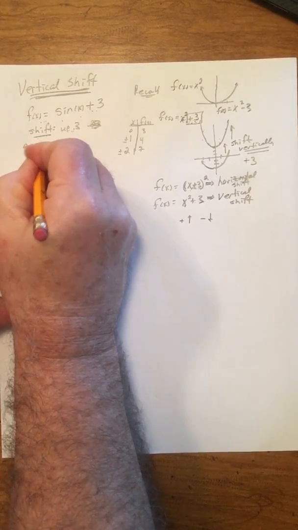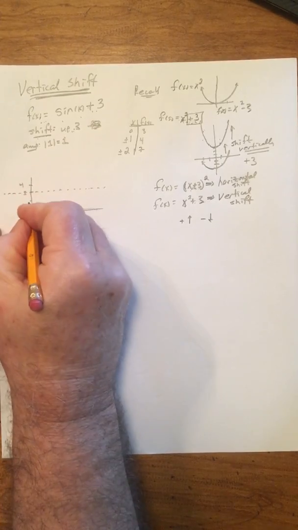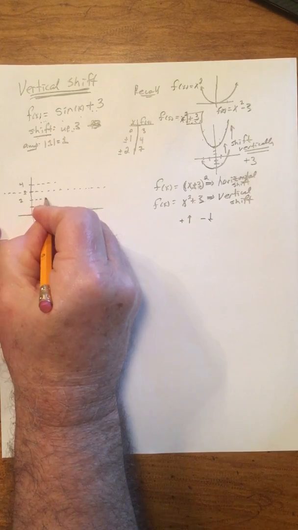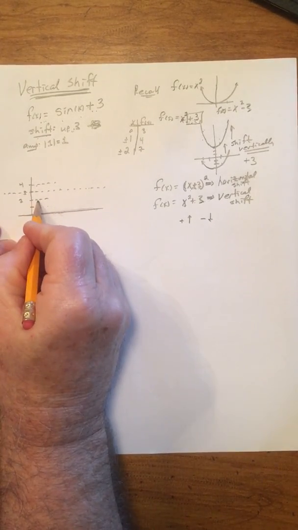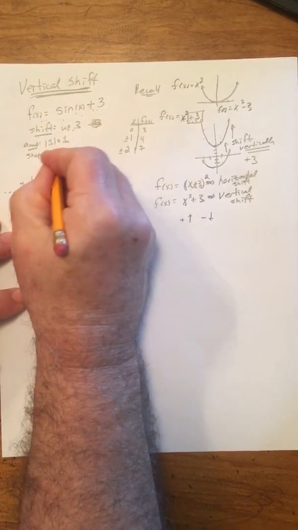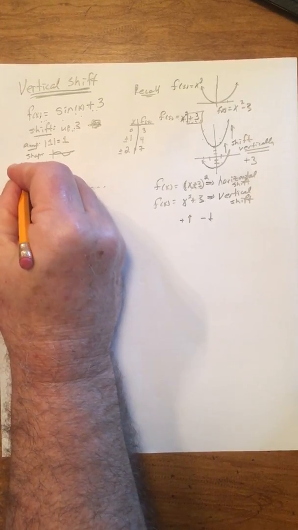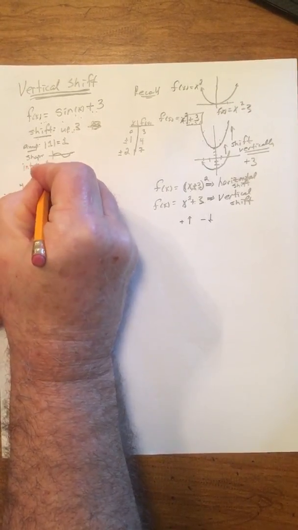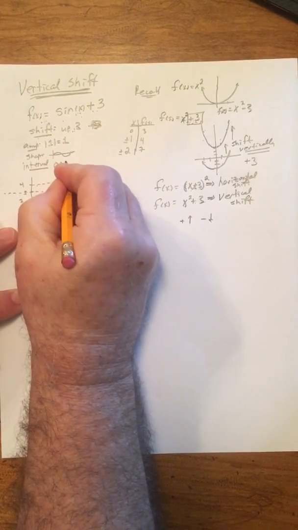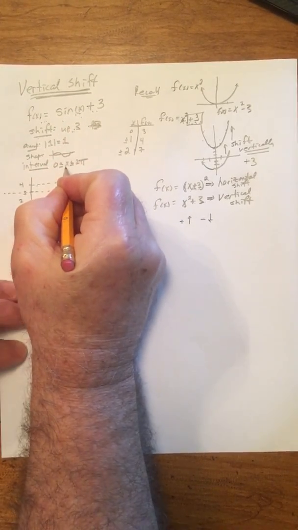So the only shift is up 3 units, and then everything else is the same as before. The amplitude is the absolute value of 1, which is 1, so that means we go up to 4 and down to 2. This distance is 1. So the rectangular box has top at 4, bottom at 2. The shape we know is the positive sine curve. And finally, the interval. There's no change of period, so the interval is still 2 pi, because there's nothing to amend.